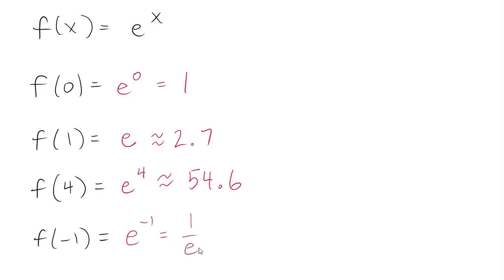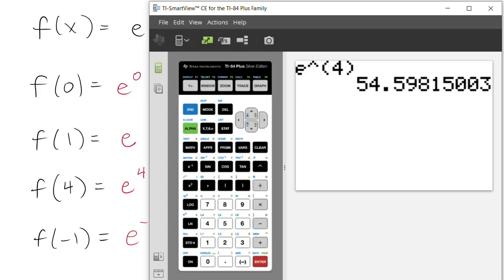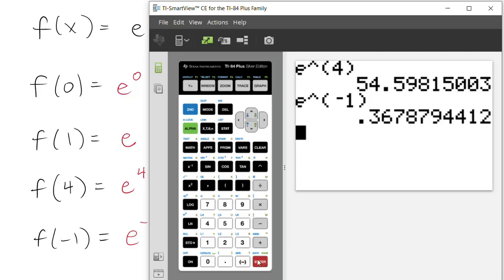And that's the same as 1 over e. Remember that a negative exponent is a reciprocal. Here we're taking the reciprocal of e to the first, so we get 1 over e. To get a decimal approximation for this, we actually have 2 options. I can use that same process of raising e to a power and type negative 1 in. Gives us around 0.37. Alternatively, we can do 1 divided by e.